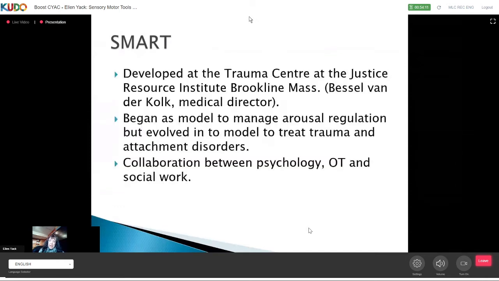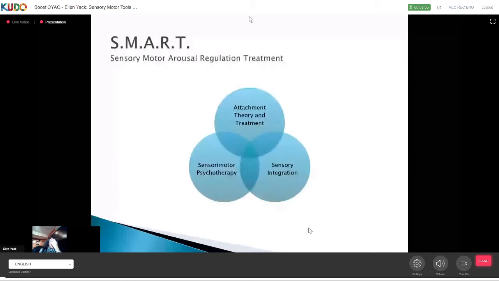So initially, it began as a model to manage arousal regulation, but it really evolved into a more structured model to treat trauma and attachment disorders. And as I said earlier, it was a collaboration between psychology, OT, and social work. When you look at the program they recommend, it really is a combination of attachment theory and treatment, sensory motor psychotherapy, and sensory integration theory and practice. What I'm going to be focusing on today is the sensory integration practice area and provide you with practical tools that you can incorporate into this type of treatment.